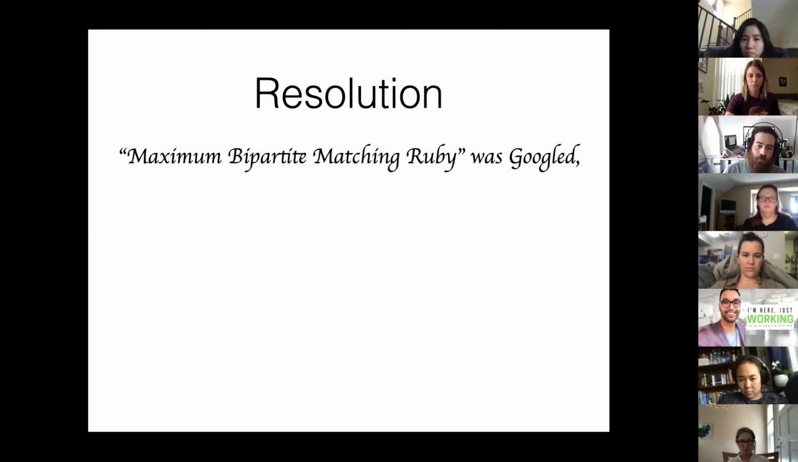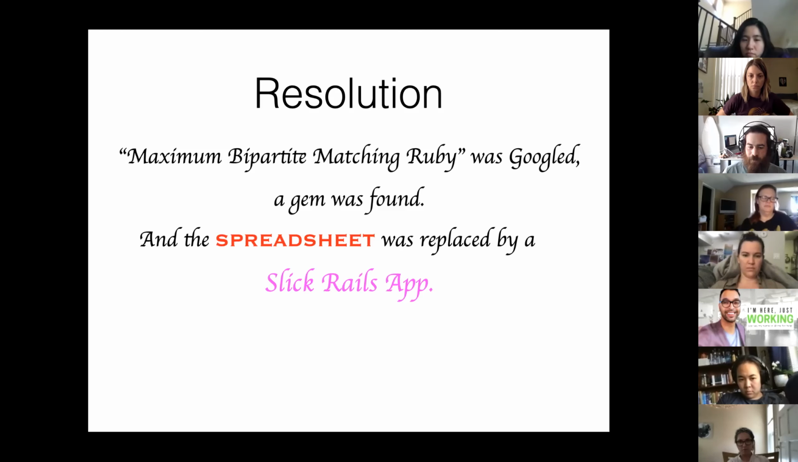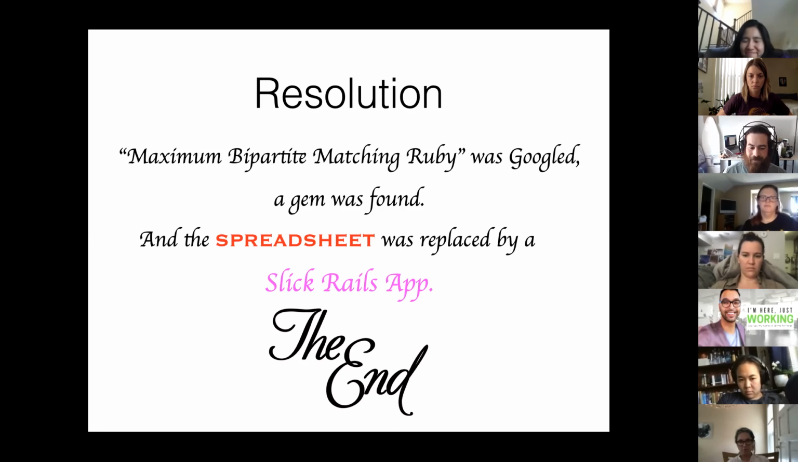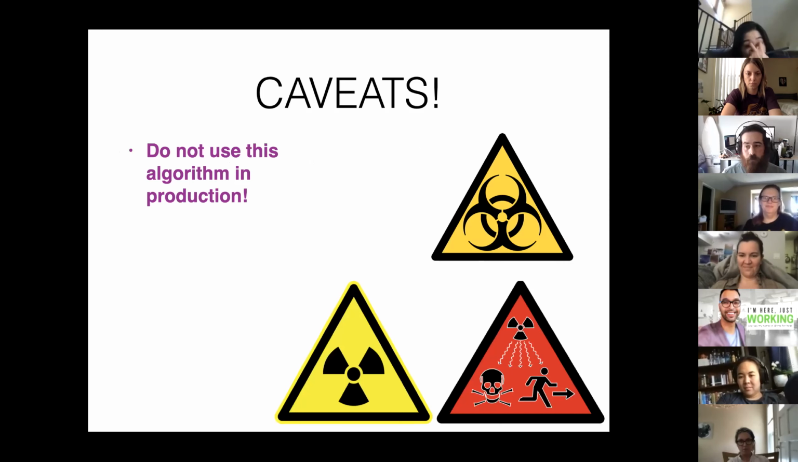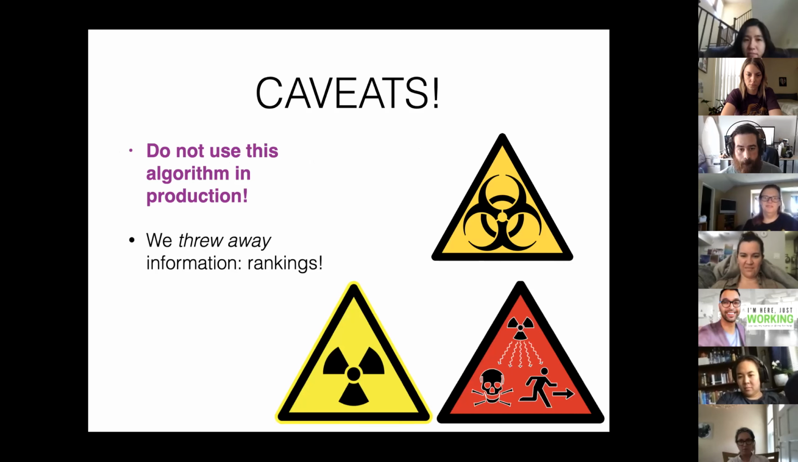Okay, so this is a resolution to our problem. We Google maximum bipartite matching Ruby, find some gem that does that. I think there actually is one. And you banish the spreadsheet for a slick Rails app. Good job, everybody. Not so much. You should not use this algorithm in production. We threw away a bunch of information. When I phrased that problem, my phrasing was kind of like cheating, right? Because I said the rankings, they're not rankings. They're just, I'll work with you or I won't work with you at all.